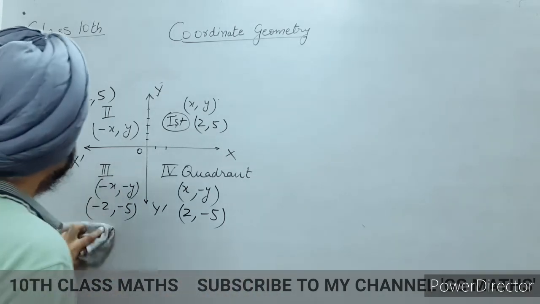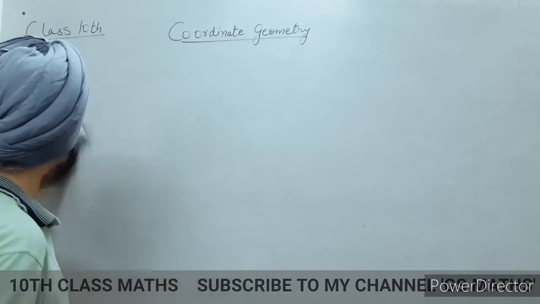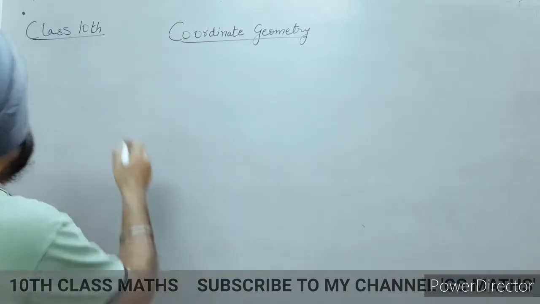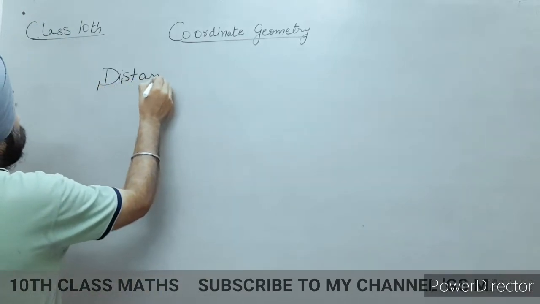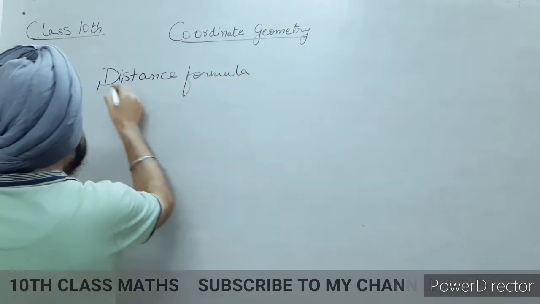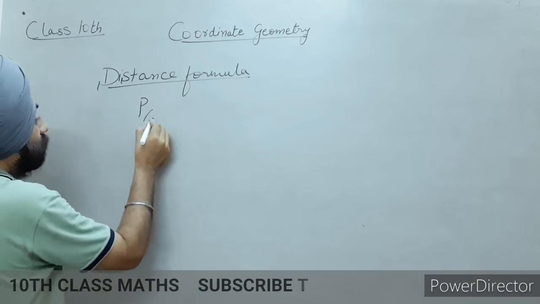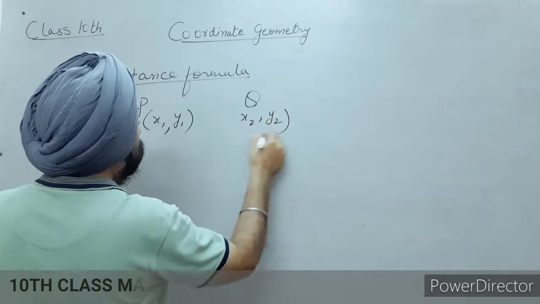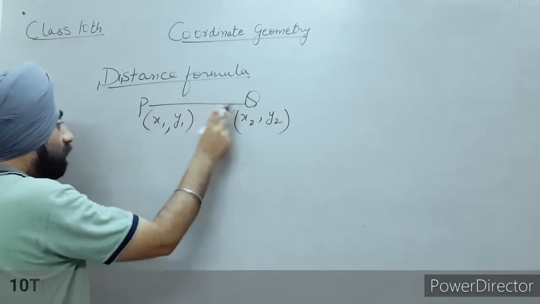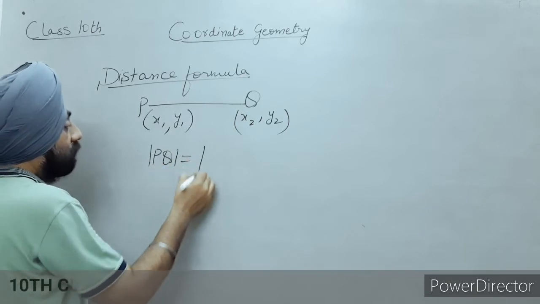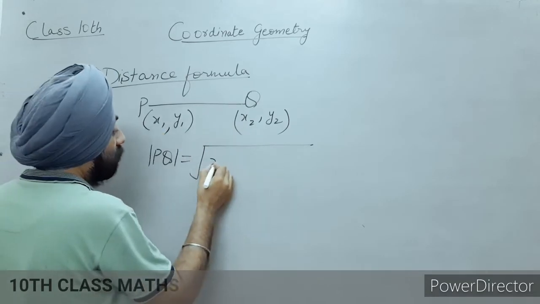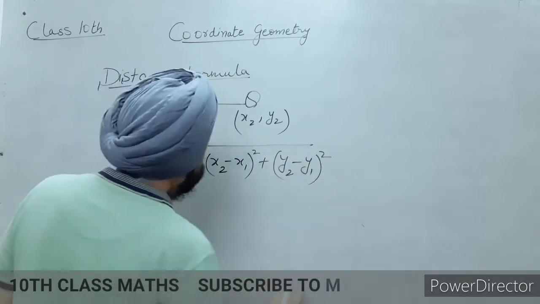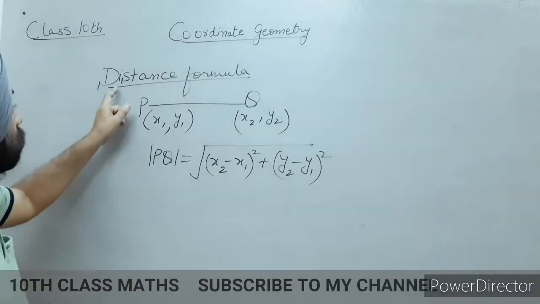Now, we will move further. This is the first formula you will come across in this chapter, the distance between two points. How can we find the distance between two points? It is called the distance formula. I have a point P with coordinates (x1, y1). I have a point Q with coordinates (x2, y2). If I want to find the distance PQ, then PQ is the square root of the difference in the abscissa, that is (x2 minus x1) whole squared, plus the difference in the ordinates, that is (y2 minus y1) whole squared. This is called the distance formula.